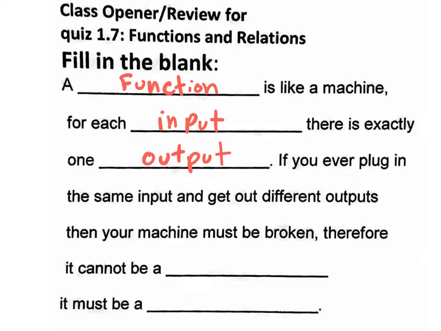And you guys should remember that, right? I said a function's like a machine. You plug in a number, you get out an answer. You plug in an input, you get out an output. You could also say you plug in a domain, but I would just say leave it as input, output. It's the most straightforward thing when it comes to defining what a function is. For each input, there's exactly one output.